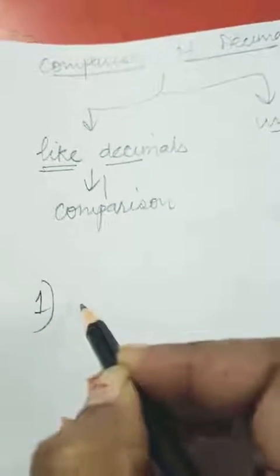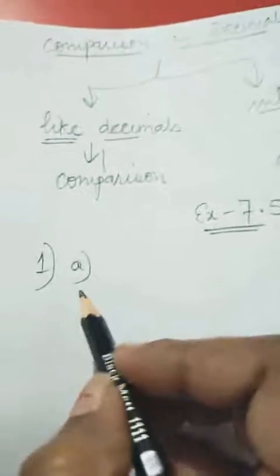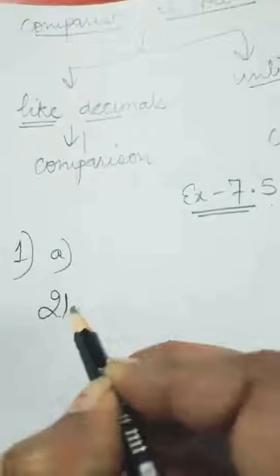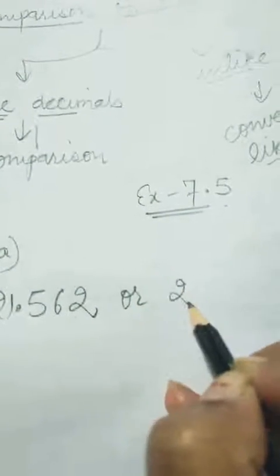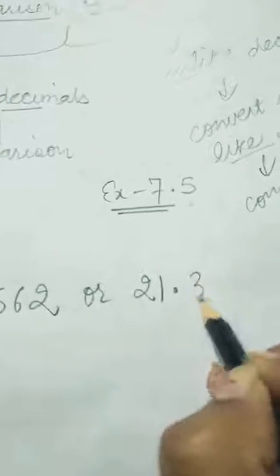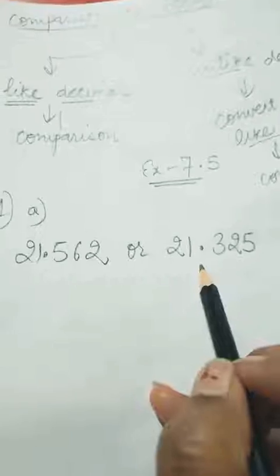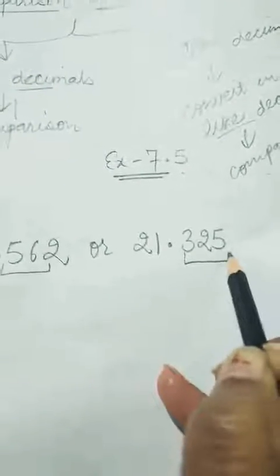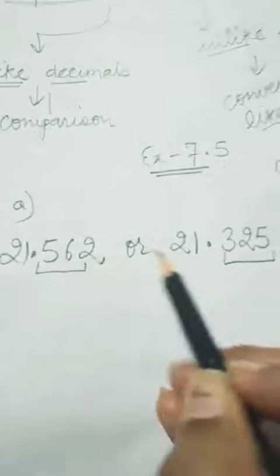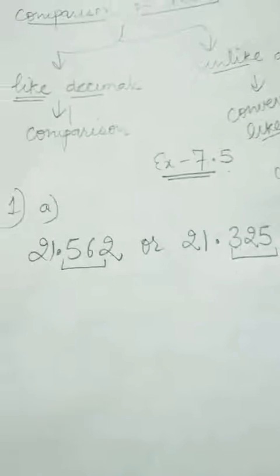First sum, A part is there of exercise 7.5. The statement is 21.562 or 21.325. Now here students, as we observe the statement, it is in like decimals. It is in like decimals because after decimal 3 digits and here also after decimal 3 digits. So these are like decimals.